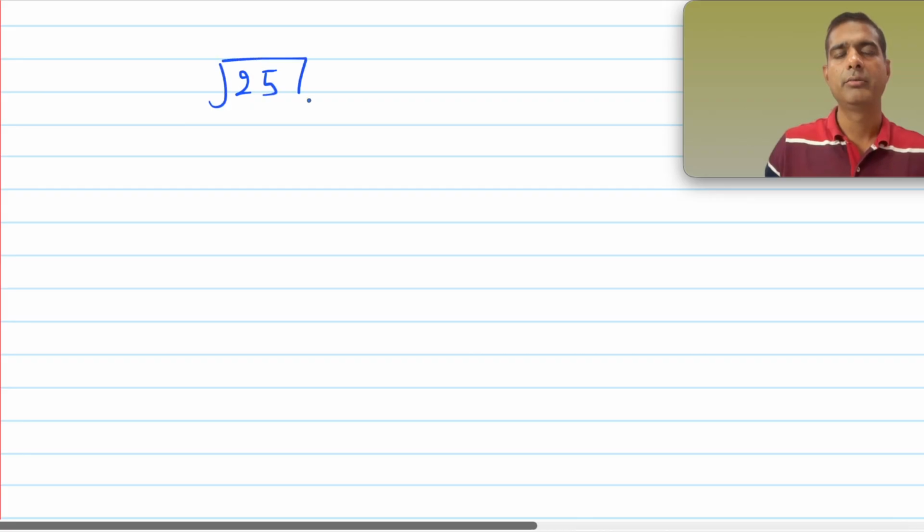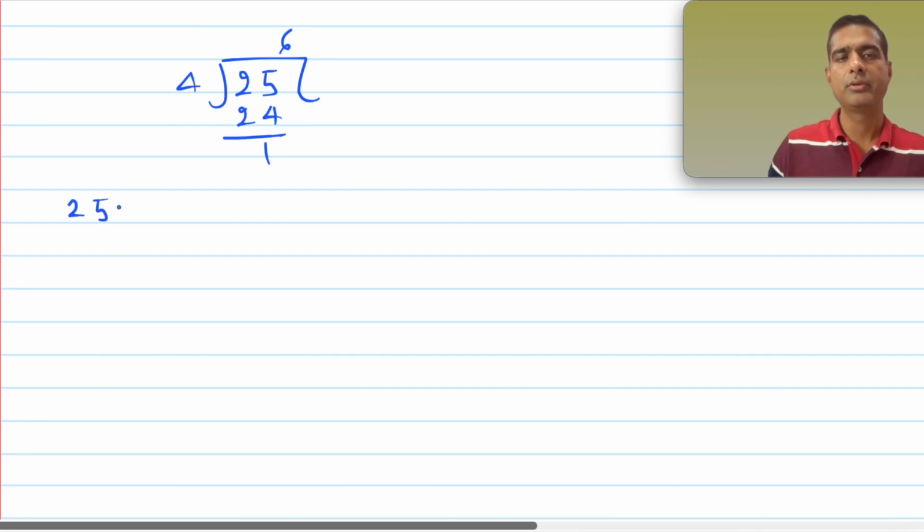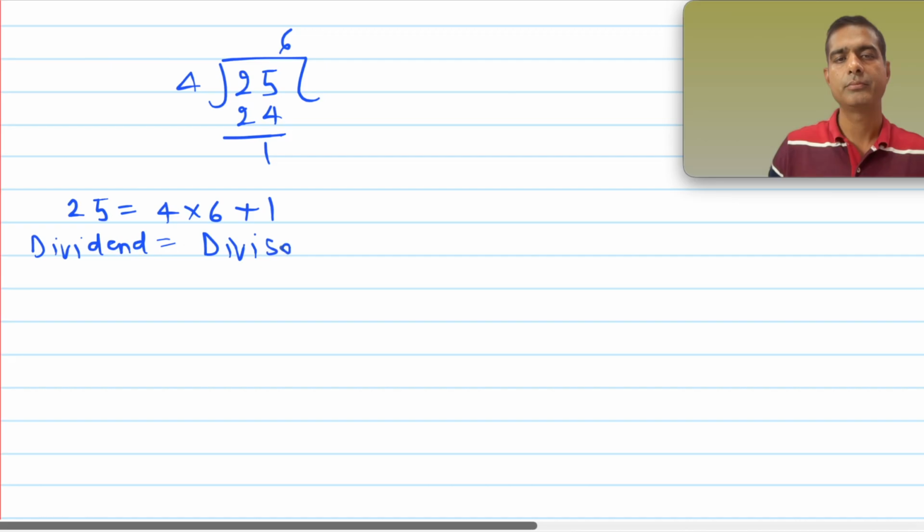Students, we already know how to divide real numbers. For example, if I have to divide 25 by 4, it will go 6 times, which is 24, and the remainder will be 1. So we know that 25 is equal to 4 into 6 plus 1. So 25 is the dividend, is equal to 4, the divisor, times 6, the quotient, plus 1, the remainder.